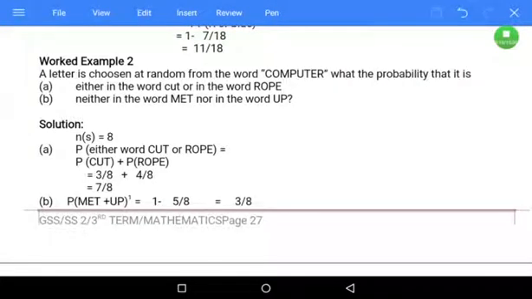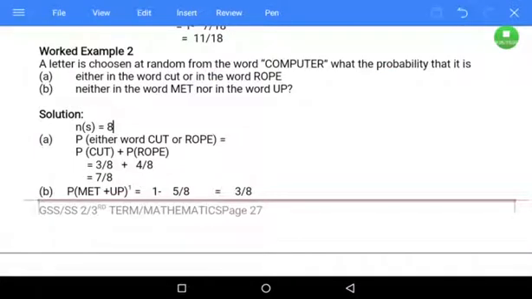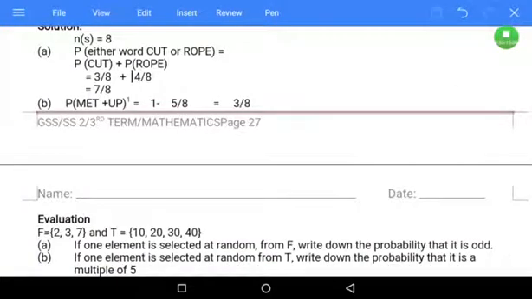So the number of elements in the sample space is 8. Can you see that? All right. So I want to find the probability that when a letter is chosen, that letter should be either in the word cut or in the word rope. Don't forget, or means what? Addition. In cut, how many letters do we have there? We have 3. In rope, we have 4. So that is 4 over 8 plus 3 over 8. Can you see that? So we have 7 over 8. Very simple. In cut we have 3. In rope we have 4. So that gives us 7 over 8 when we find the addition.